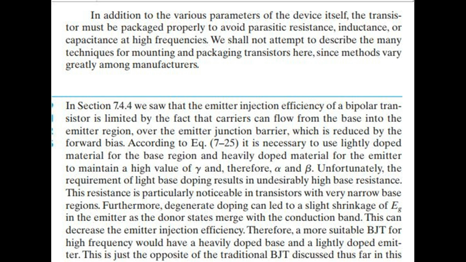Unfortunately, the requirement of light base doping results in undesirably high base resistance. This resistance is particularly noticeable in transistors with very narrow base regions. Furthermore, degenerate doping can lead to a slight shrinkage of Eg in the emitter as the donor states merge with the conduction band. This can decrease the emitter injection efficiency. Therefore, a more suitable BJT for high frequency would have a heavily doped base and a lightly doped emitter. This is just the opposite of the traditional BJT discussed thus far in this chapter.